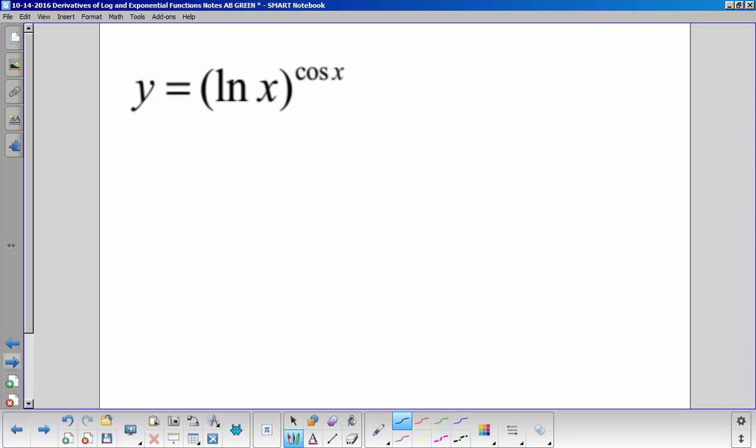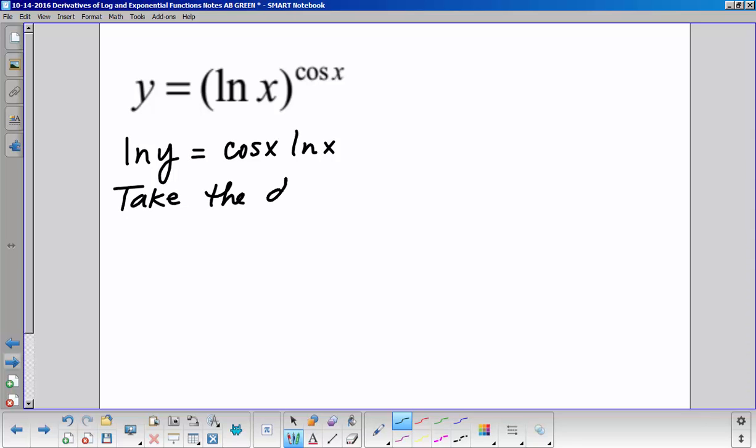What are we going to do? Take the natural log of each side. Natural log of y equals? Cosine x, natural log of x. Okay. And then take the derivative implicitly. Wait, wouldn't it be cosine x times natural log of x? Oh, sorry, yeah, cosine. You're bringing this down. I'm sorry. You're right.